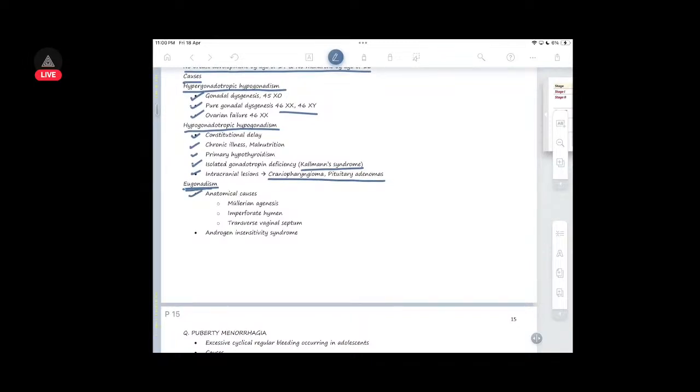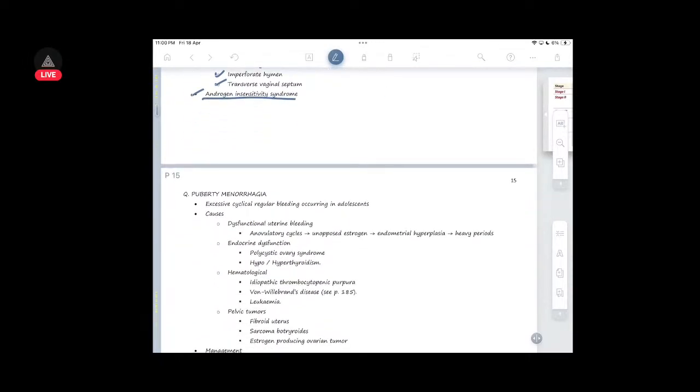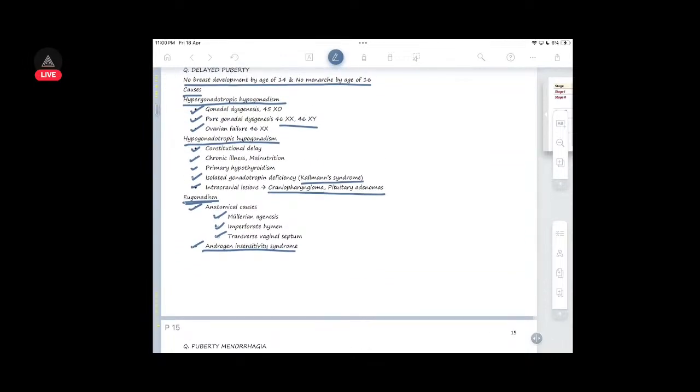Eugonadism, you have anatomical causes, which are Mullerian agenesis, imperforate hymen, and transverse vaginal septum. Then androgen insensitivity syndrome also may lead to delayed puberty. Summary: Mullerian agenesis, imperforate hymen, transverse vaginal septum; hypogonadotropic hypogonadism, which is Kallmann's syndrome, primary hypothyroidism, chronic illness, malnutrition, constitutional delay, intracranial lesion, which is craniopharyngioma, pituitary adenomas; and hypergonadotropic hypogonadism is gonadal dysgenesis, pure gonadal dysgenesis, or ovarian failure.